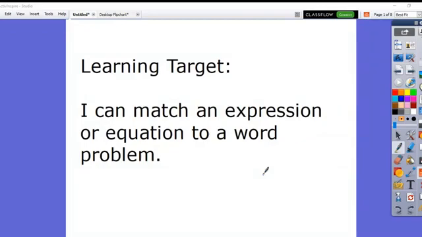Value unit with a new learning target. Let's read it together. I can match an expression or equation to a word problem. Well, I wonder, do you know what an expression is?